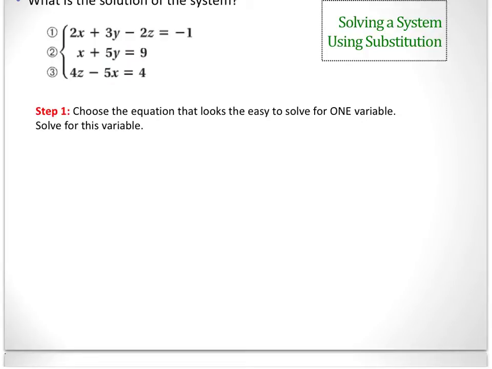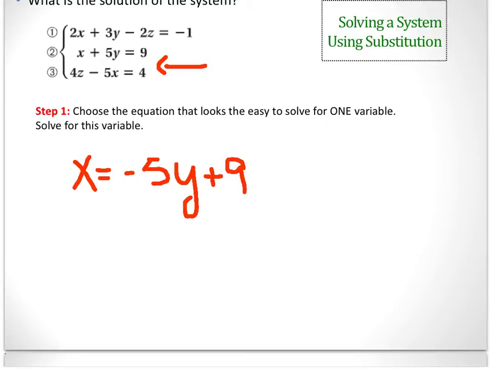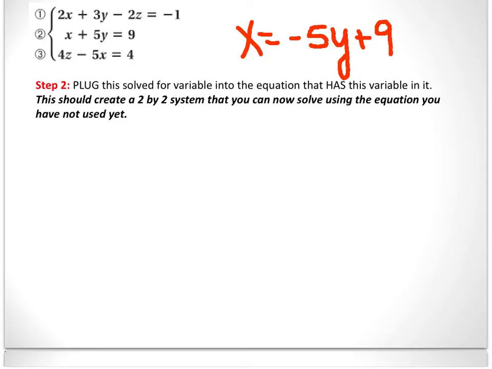So what I'm going to do is first choose the equation that looks like it's going to be the easiest to solve for a variable. In this case, that's going to be number 2 because x is all by itself. So I'm going to go ahead and solve for x. X is going to be negative 5y plus 9. Now that x equals negative 5y plus 9, I'm going to plug it into the other 2 equations. This is going to leave me with a 2 by 2 system that I can solve.